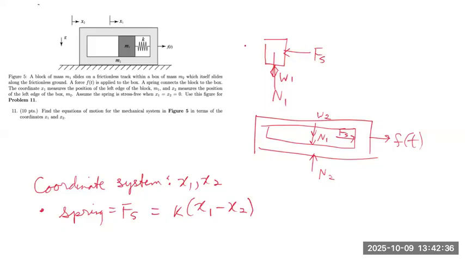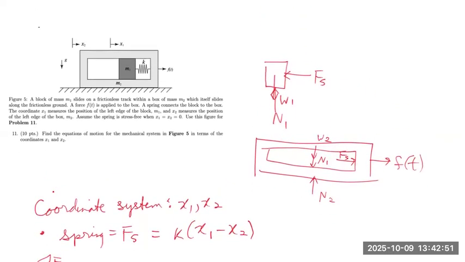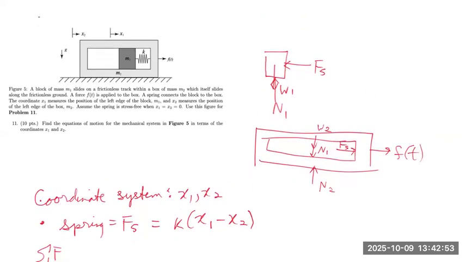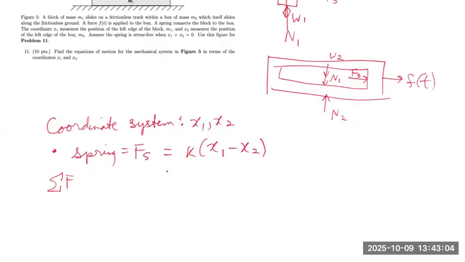And basically, we want our sum of forces. So the sum of forces is going to only be in the x direction. So the sum of forces in the x1 direction is going to be: sum of forces equals m a.